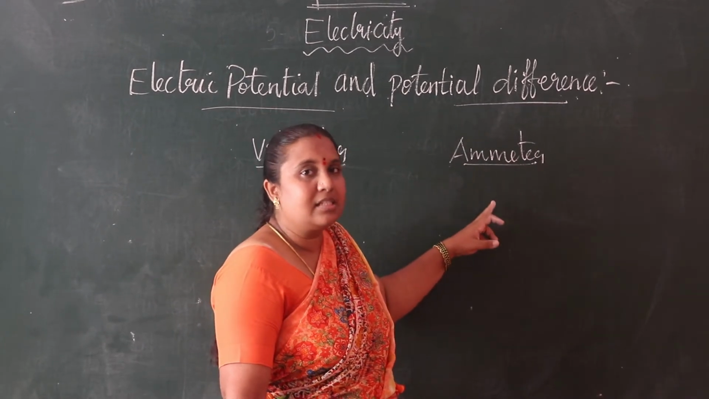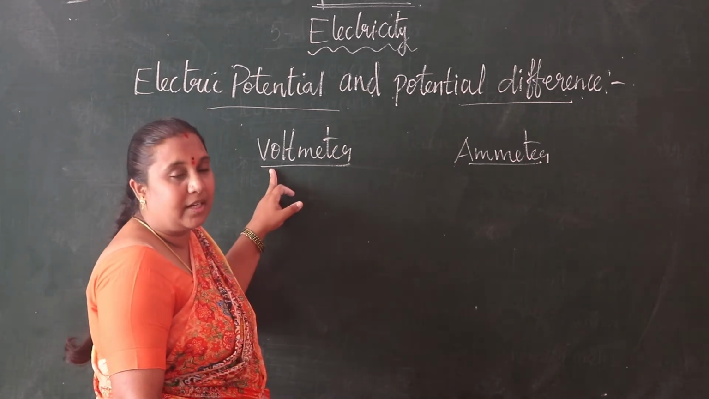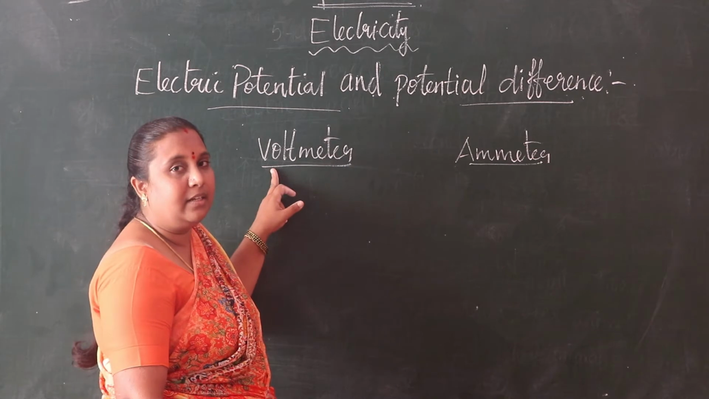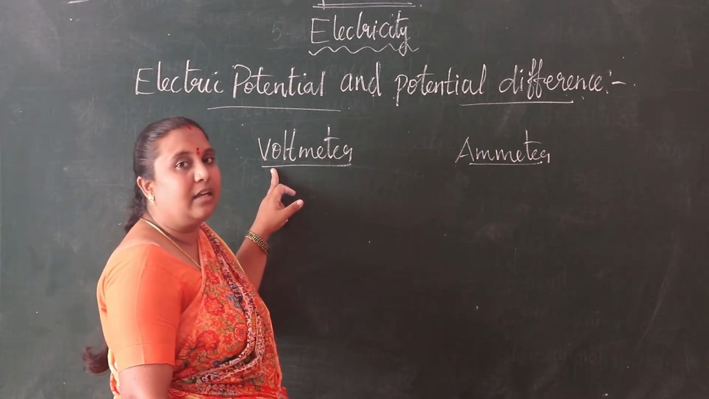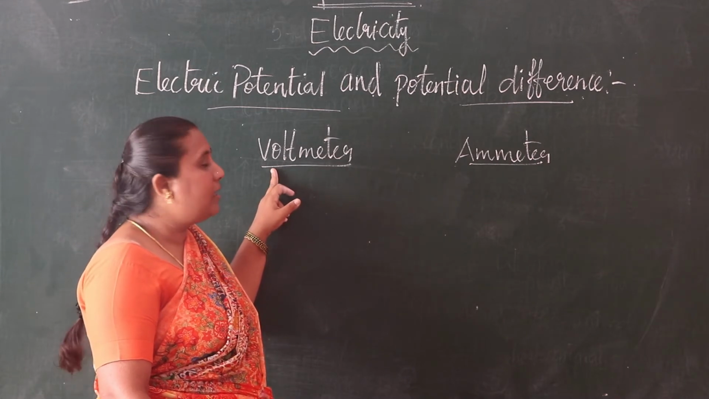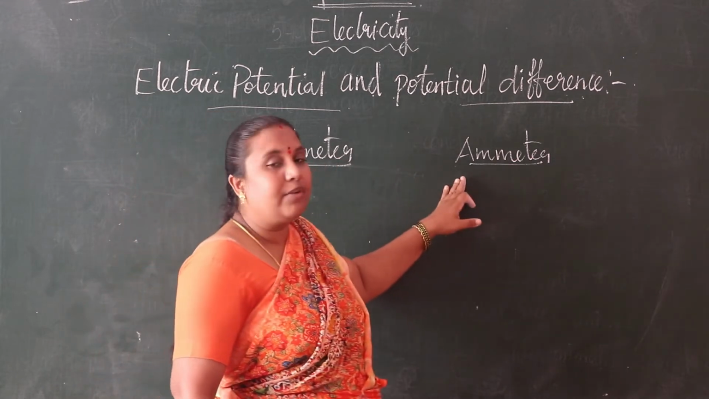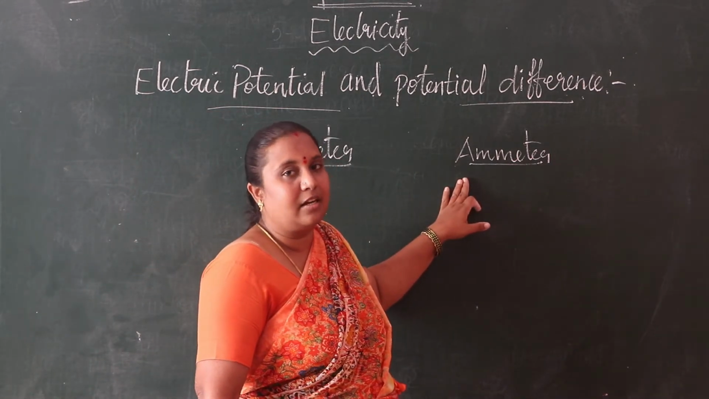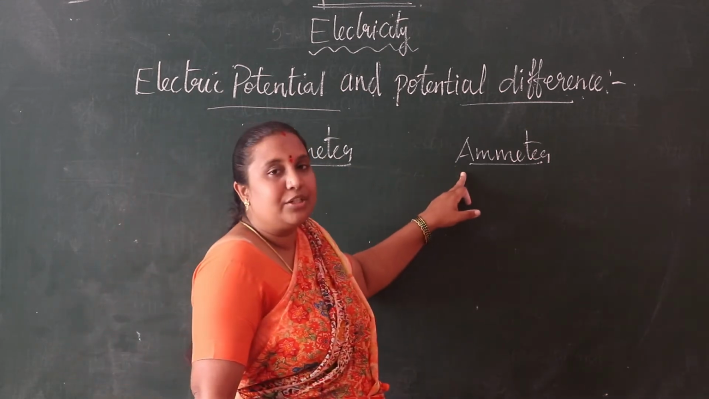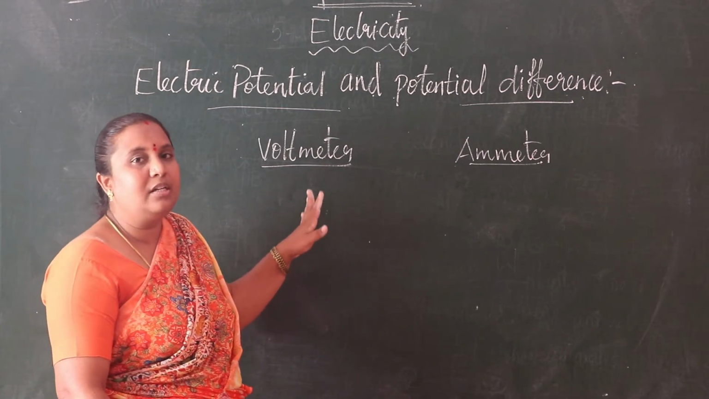Only in series in the electric circuit. The voltmeter is connected in parallel, where we are finding the potential difference between the two points. Parallel to the potential difference in the electric circuit. The ammeter we connect in the series circuit. The ammeter is used to measure the electric current and the voltmeter is used to measure the potential difference.